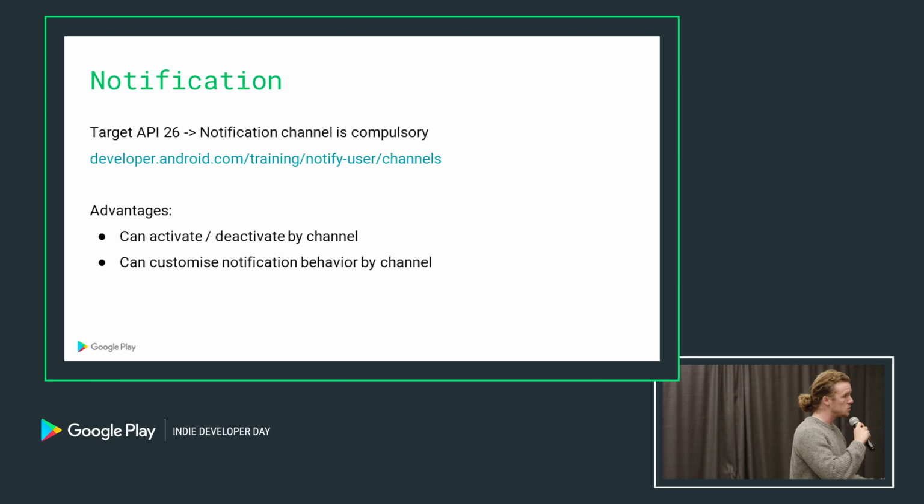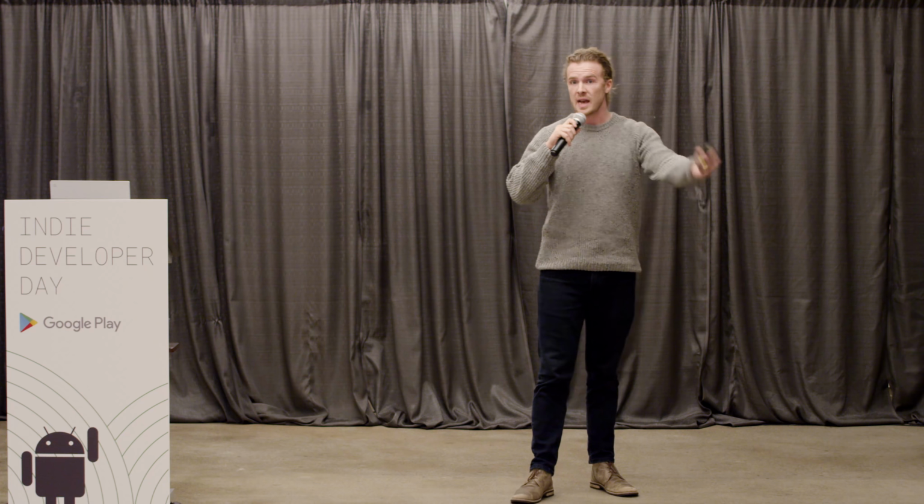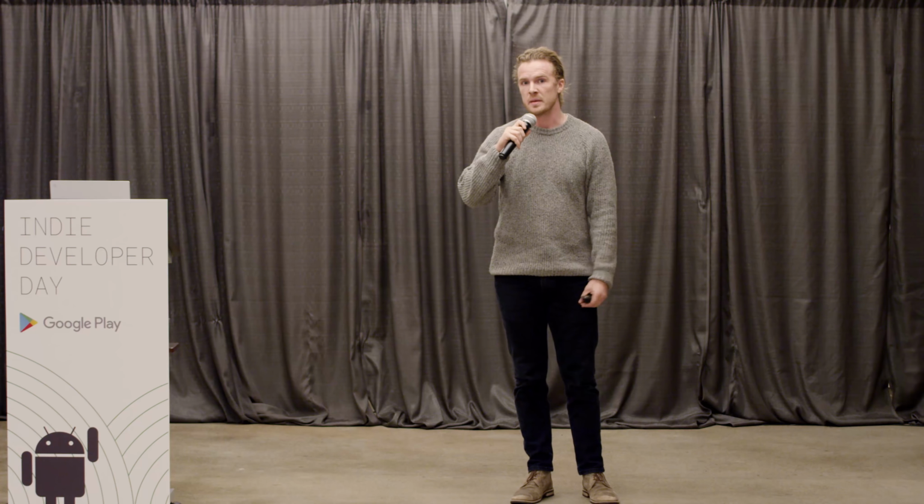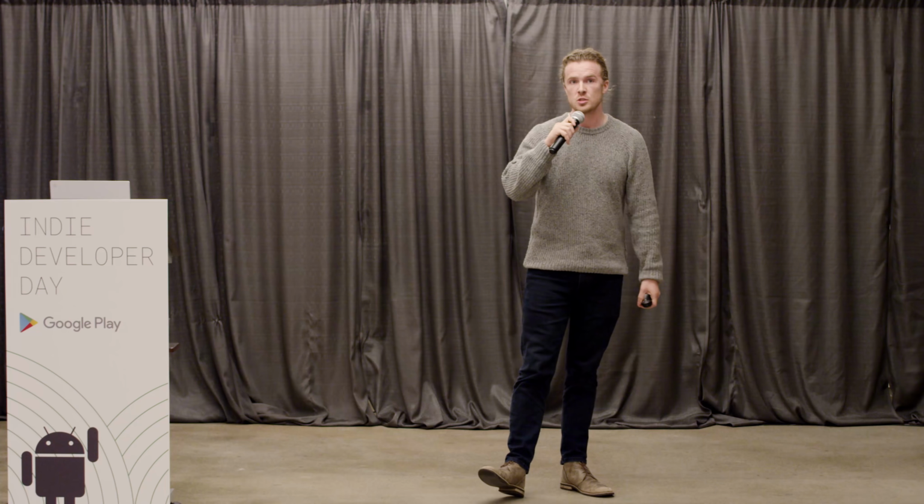And basically what this lets users do is activate or deactivate certain channels that they maybe care about, and also they can customize the behavior of each one of the notification channels. So really what this means for you guys is to think about what kind of channels you're putting your notifications in and not spamming the user, and being aware that people might be turning things on and off as they upgrade to Android P.